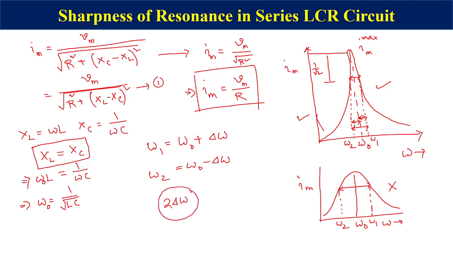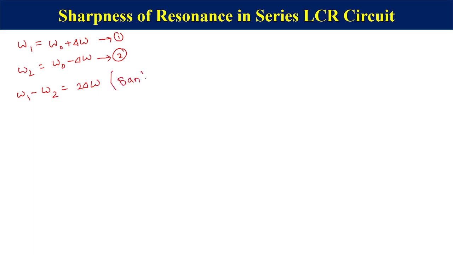So let us start from the next slide in a methodical way. We will write the first expression, omega 1 equal to omega naught plus delta omega, then omega 2 equal to omega naught minus delta omega. This is equation number 1, this is equation number 2. Our aim is to find the value of delta omega. Now the difference omega 1 minus omega 2 is equal to twice delta omega, and that is known as the bandwidth. The details of the calculation will be in my note, which I will share in your classroom.